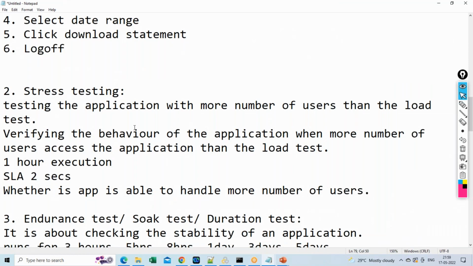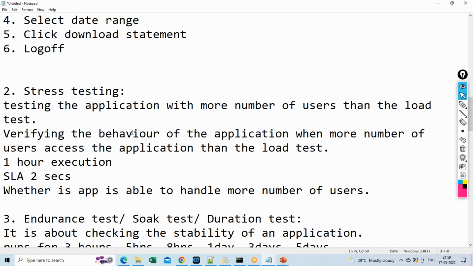But when it comes to stress testing, we will just test the application with more number of users. We can go up to 600, 700, 800 like that and see how the application is responding. If the client explicitly says to test until some number, you can go ahead and test until that number.